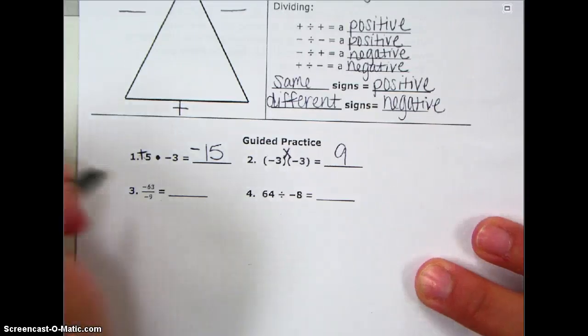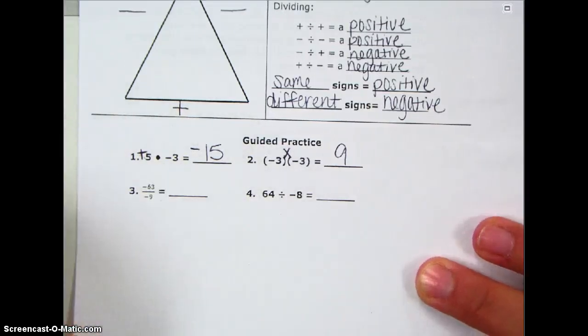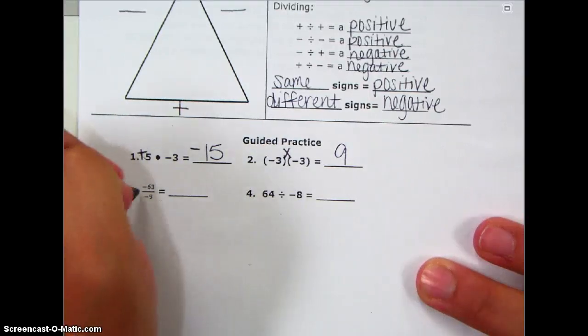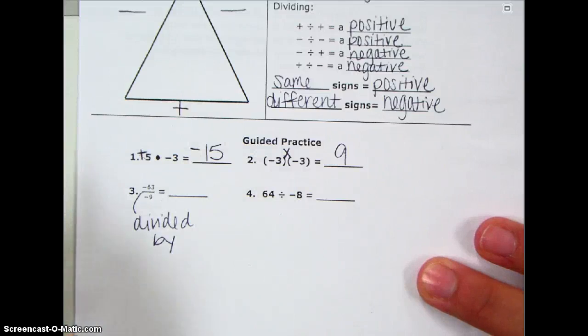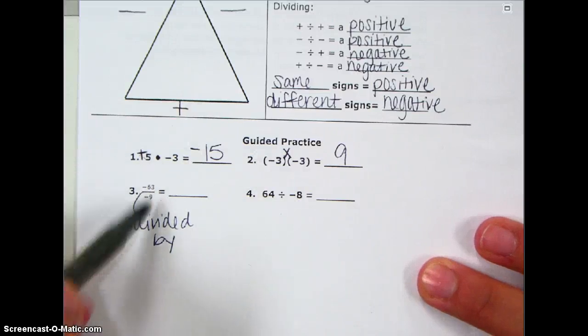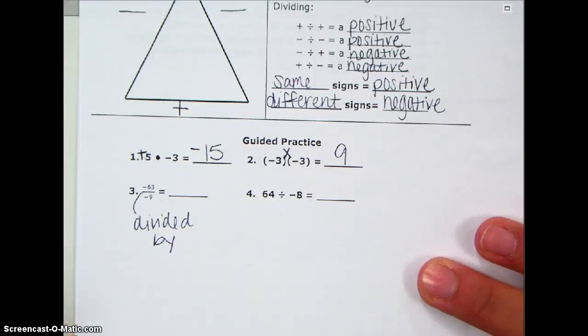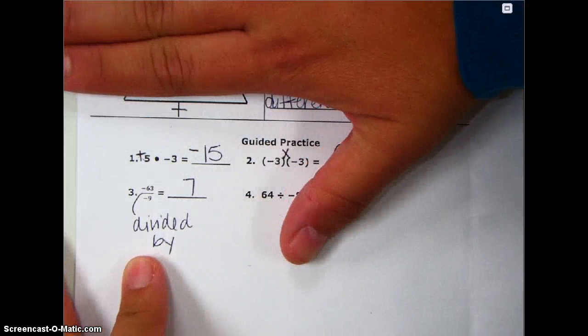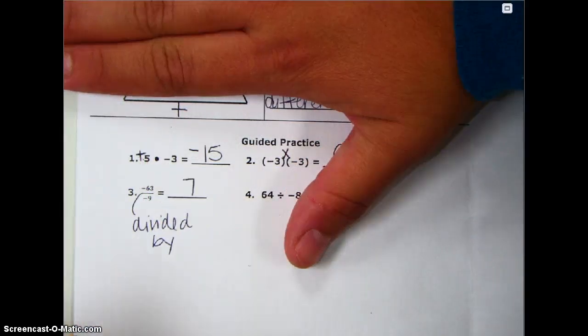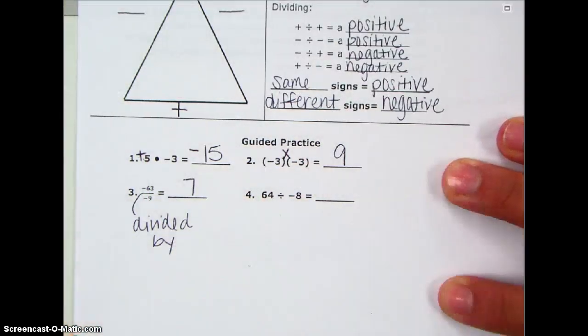Number 3 here, I have negative 63 divided by negative 9. Remember that this little bar here means divided by. Fractions are just unsolved division problems, so this notation still tells me that I'm dividing. 63 divided by 9 is 7. I have 2 negatives. If I cover up the 2 negatives on my sleepy triangle, I get a positive answer. Same signs is a positive answer, so I have just a positive 7 for that one.